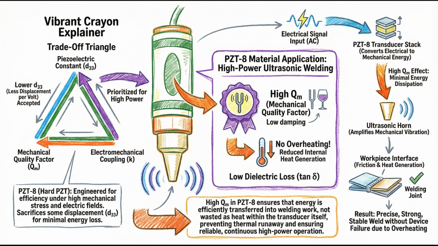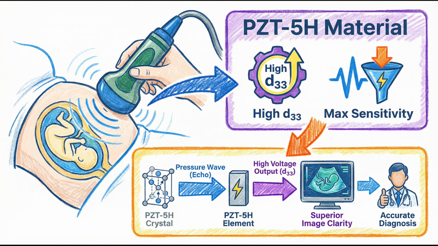For high-power ultrasonic welding, PZT-BA is the choice. Its extremely high QM means it can handle immense power with very little self-heating, ensuring a stable and reliable process. Here, power trumps sensitivity.